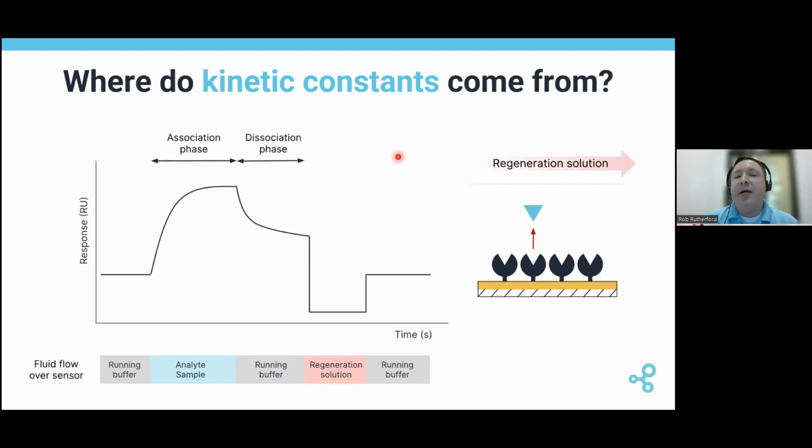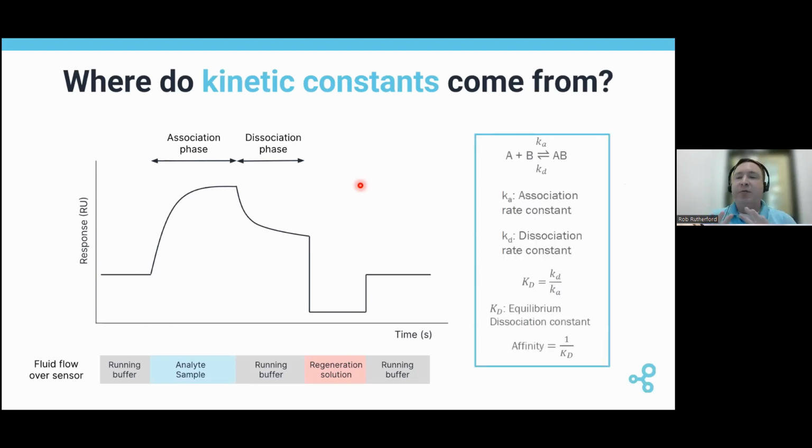Sometimes there is a need to regenerate. So this is what this large box-like shift looks like here. We're going to talk about regeneration in a couple of slides, but the important part to understand here is that regeneration may be necessary if you have a high affinity system and you want to make sure that your ligand is equally available to bind every concentration of analyte that you're going to try.